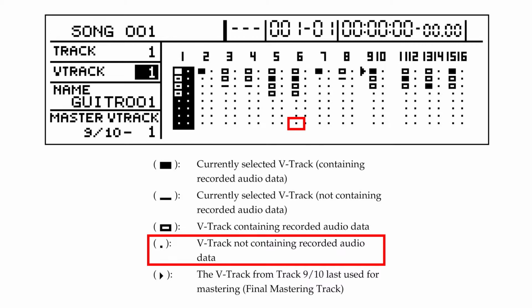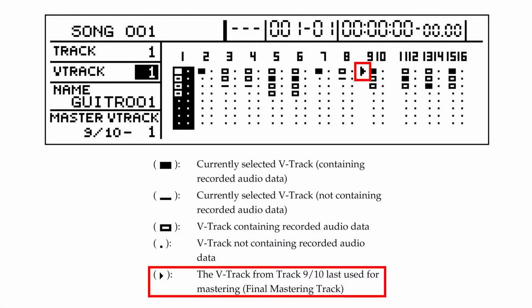V-Tracks that contain recorded data are shown with an empty block, and V-Tracks that have no recorded data are shown with a dot. The triangle to the left of track 9 and 10 indicates that that was the last track used for mastering, and it is set as default to burn to CD. Now this is only a reference and can be changed when you burn the CD, or you can change it on the V-Track screen beforehand by highlighting the master V-Track number and then using the time value wheel to adjust it.